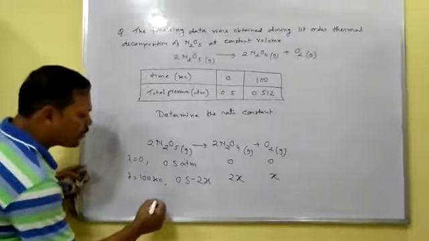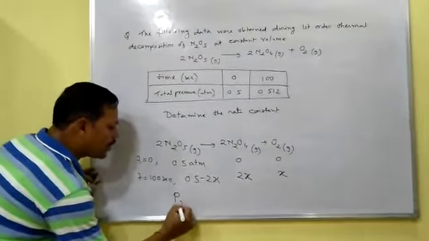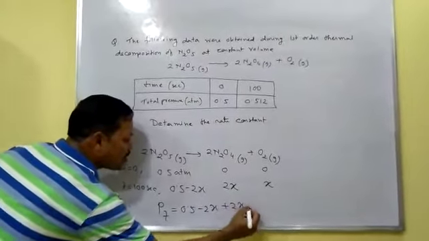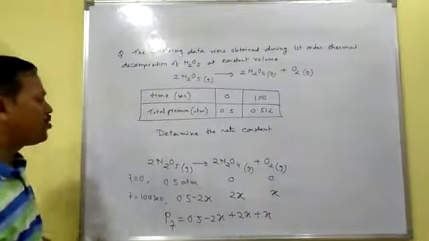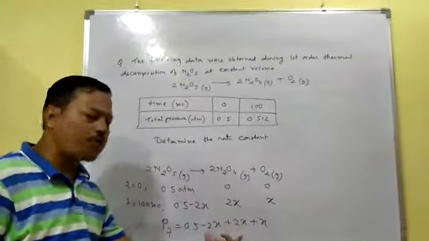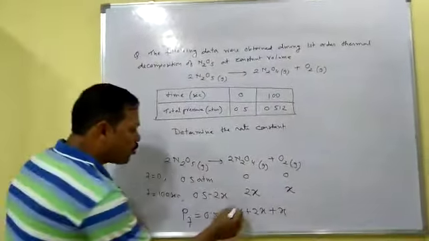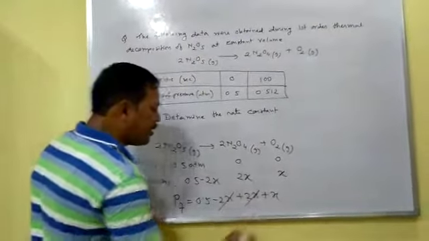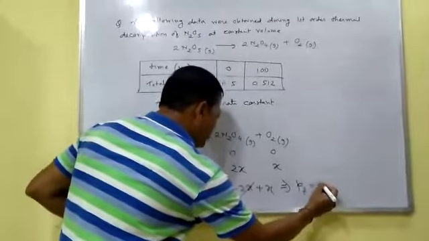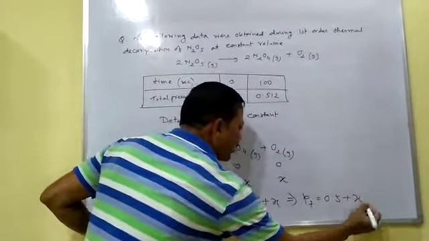Now what about the total pressure? When you write the total pressure, 0.5 minus 2X plus 2X plus X. You have to consider both the pressure of the reactant and the pressure of the products, that is the total amount. So 2X will cancel. Ultimately you can write PT is equal to 0.5 plus X.